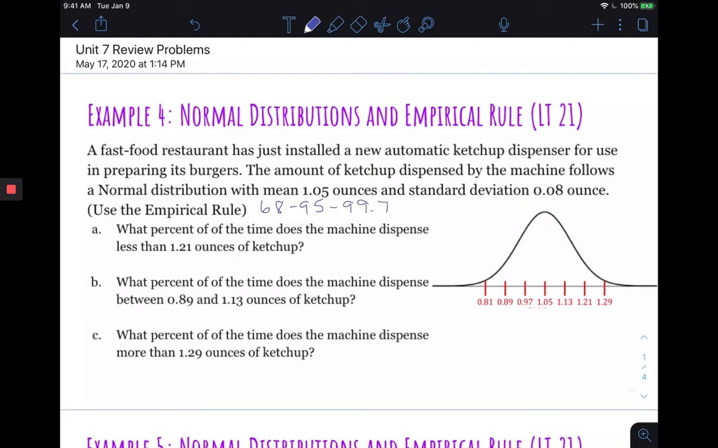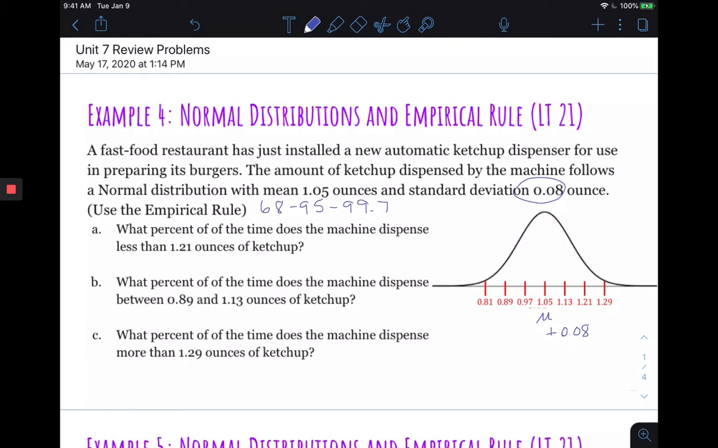So we'll go over that, and I drew a normal distribution over here on the side, and we have the mean in the middle. And then these other marks are 1, 2, and 3 standard deviations from the mean, and those numbers just come from adding the standard deviation. So if you take 1.05 plus 1 standard deviation, so you add 0.08, you get 1.13, and you add another 0.08, you get 1.21, and so on. Anytime it says the empirical rule, I think it's really useful to just draw this picture.